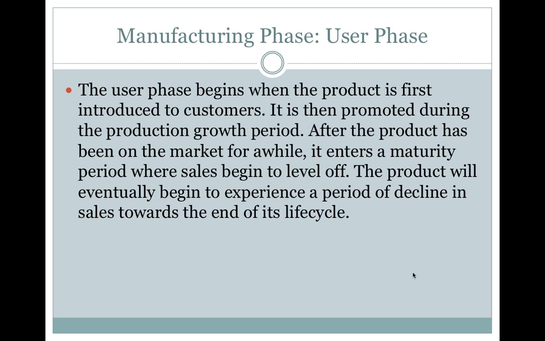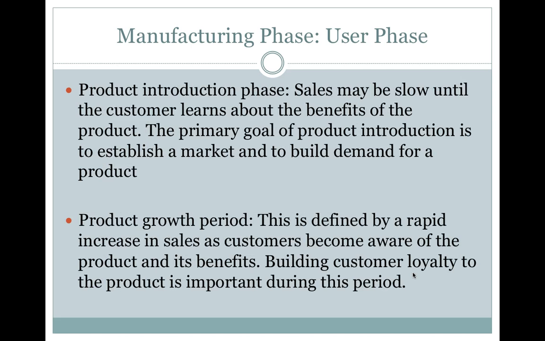User phase. The user phase begins when the product is first introduced to customers. It is then promoted during the product growth period. After the product has been on the market for a while, it enters a maturity period where sales begin to level off. The product will eventually begin to experience a period of decline in sales towards the end of its life cycle.